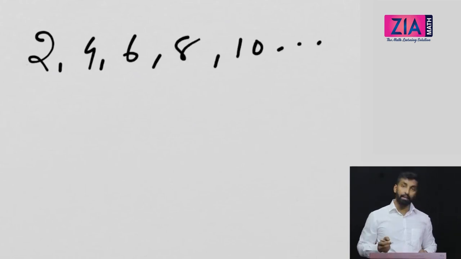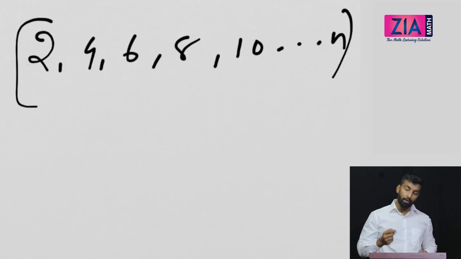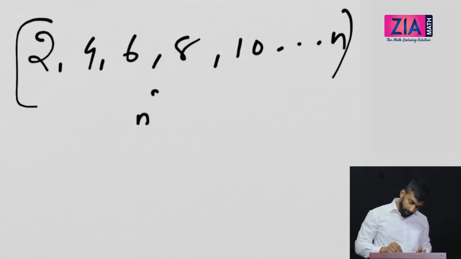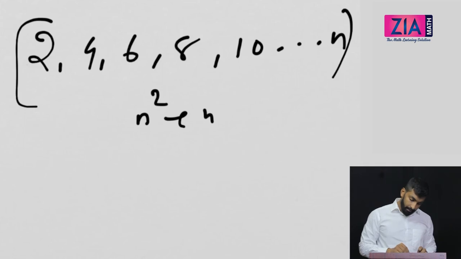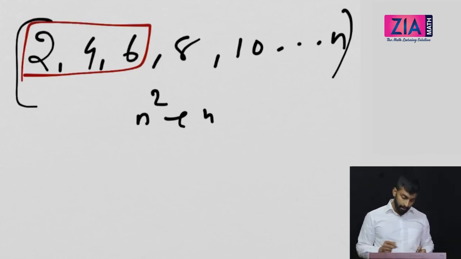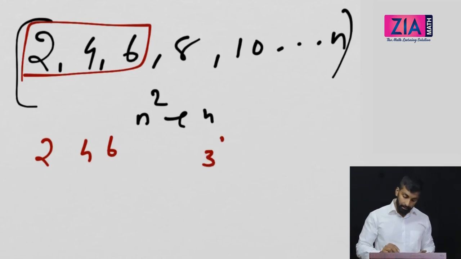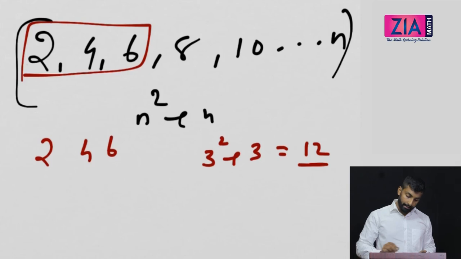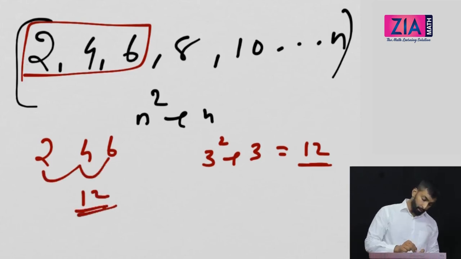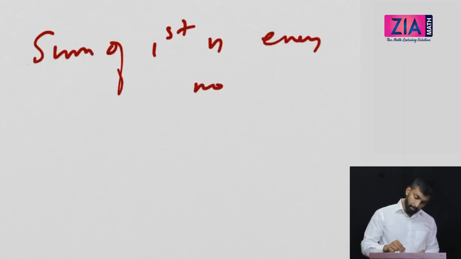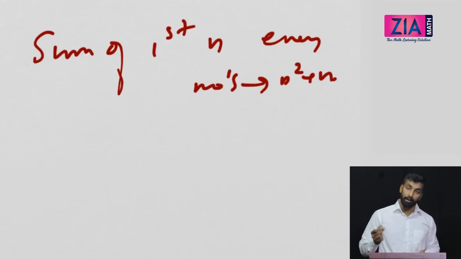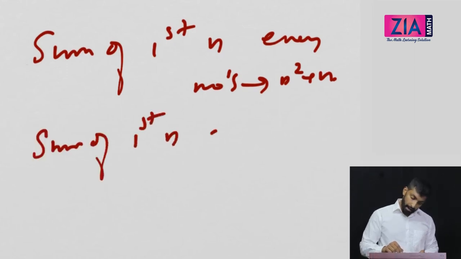What about sum of 2, 4, 6, 8, 10, etc, even numbers? Basically this is nothing but sum of first n even numbers. That is nothing but n square plus n. So you take sum of first 3 even numbers, 2, 4, 6. I need to find sum of first 3 even numbers. So what is n? n is 3. 3 square is 9 plus 3, that is 12. Let's add this: 6 and 6, 12. So sum of first n even numbers is n square plus n. Sum of first n odd numbers is n square.